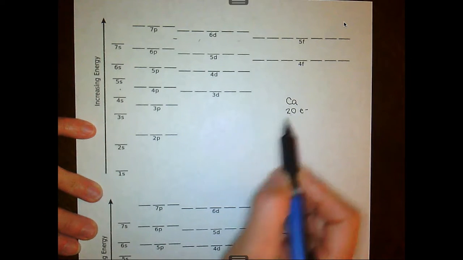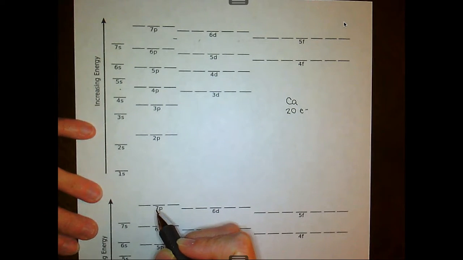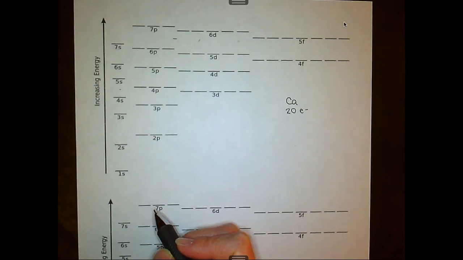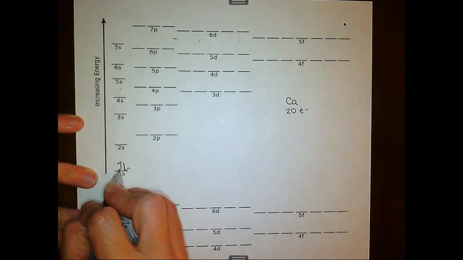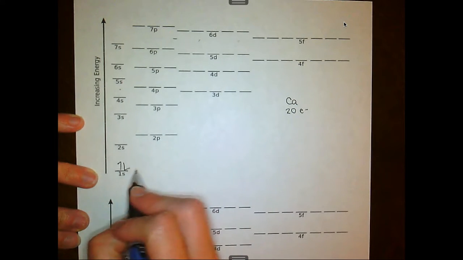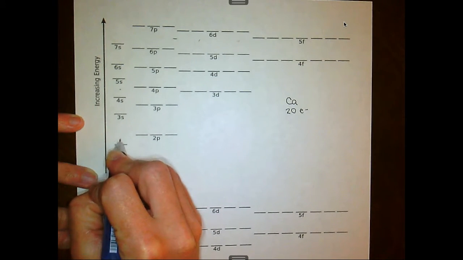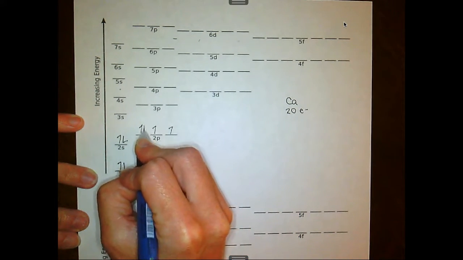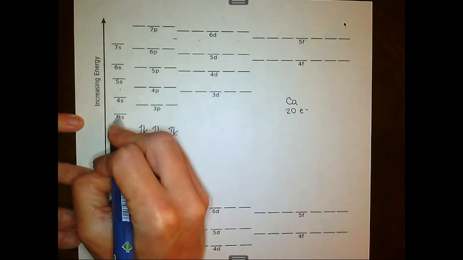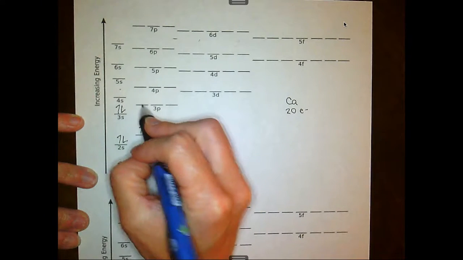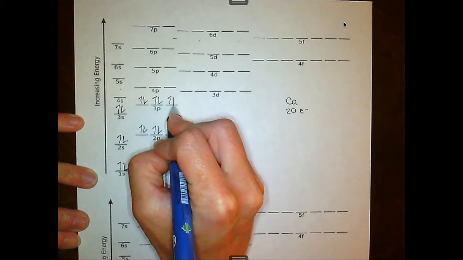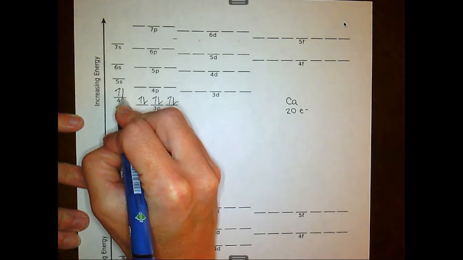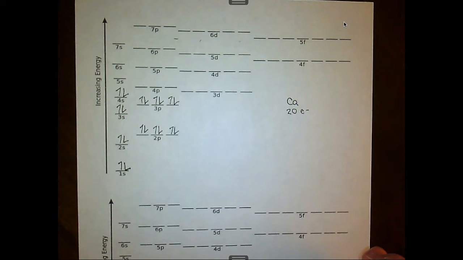We're going to count to 20 here. We're going to start down here, and this is an orbital. We said that we can fill them up one at a time. We can put 2 electrons in each. So here we go. 1, 2. Each one of those arrows represents 1 electron, and there are 20 electrons. So again, 1, 2, 3, 4, 5, 6, 7, 8, 9, 10, 11, 12, 13, 14, 15, 16, 17, 18, 19, and 20. That's our orbital notation for calcium.